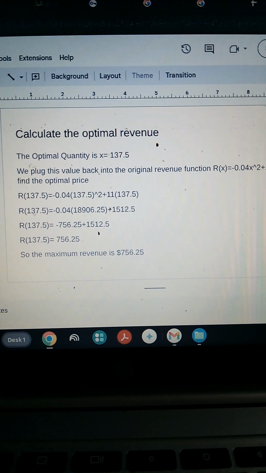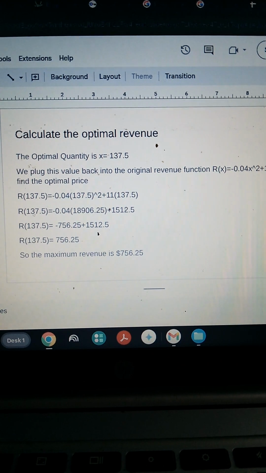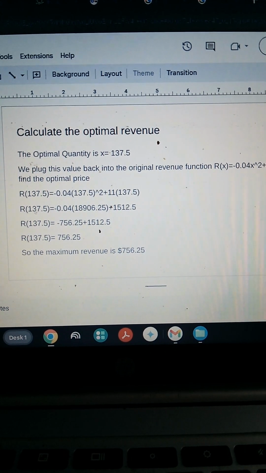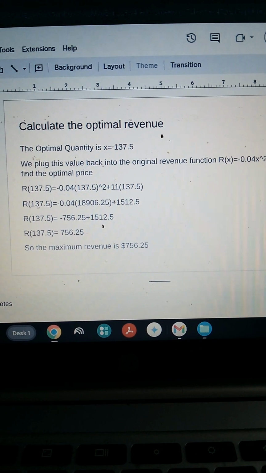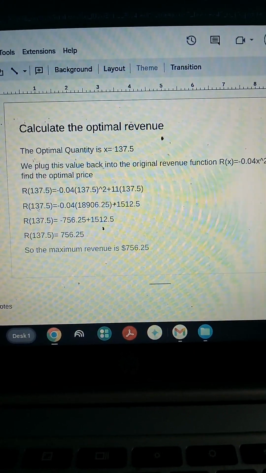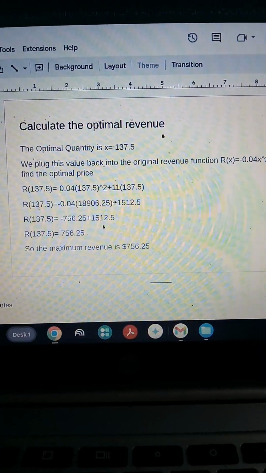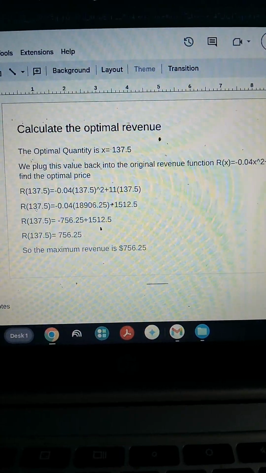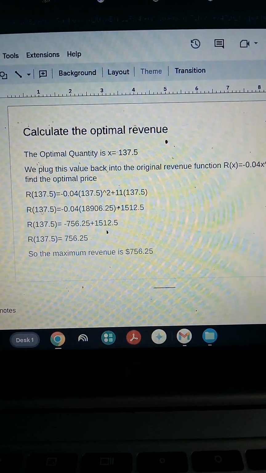137.5 to the power 2 equals 18,906.25. And then 137.5 times 11 is 1,512.5. You can see right there, 18,906.25 times negative 0.04 equals negative 756.25. And then we add that to 1,512.5, and you can see it comes out to 756.25.